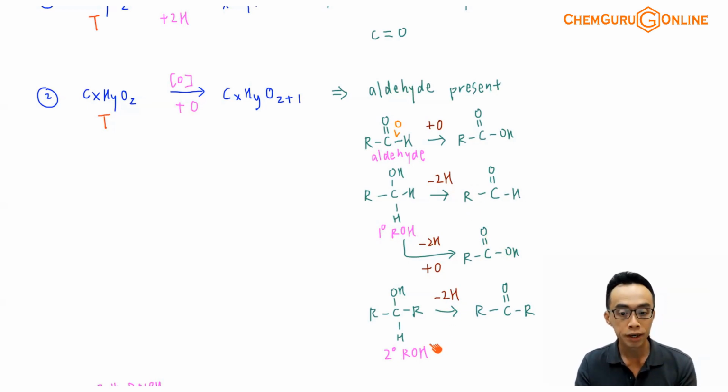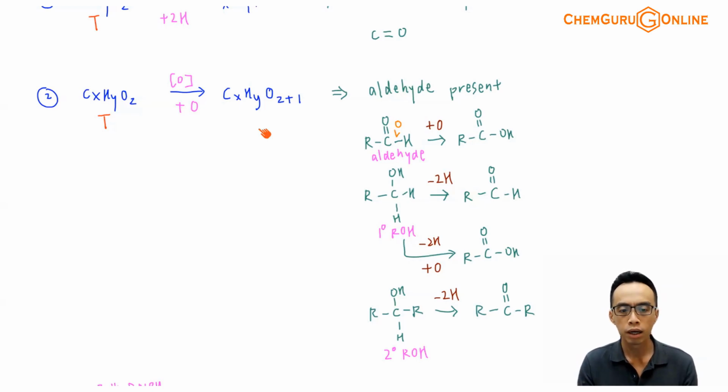And if I consider secondary alcohol, when it is oxidized to a ketone, again, we can show that it is the loss of 2 hydrogen. So I think this idea is interesting. We want to keep this in mind. When I compare the molecular formula between my reactant and my product, I can deduce, of course, gain of oxygen or the loss of hydrogen.